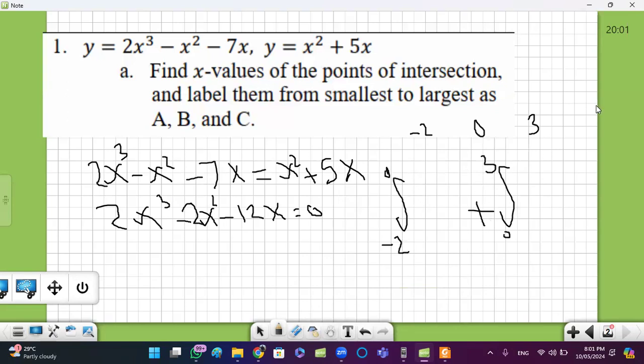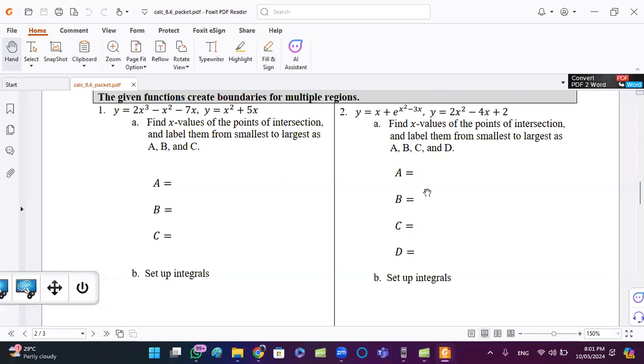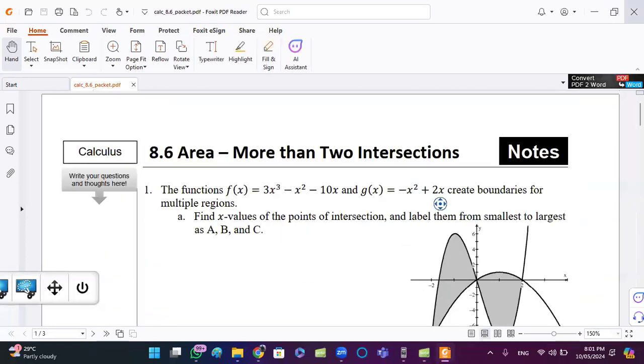But I want you inside the exam to check your answers. How? You set up one integral from negative 2 to 3 with absolute value. Then you set up the two integrals, get the answers and transform them to positive. You got my point? Yes. It will be better for you.